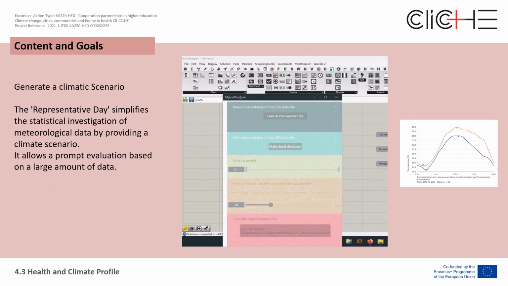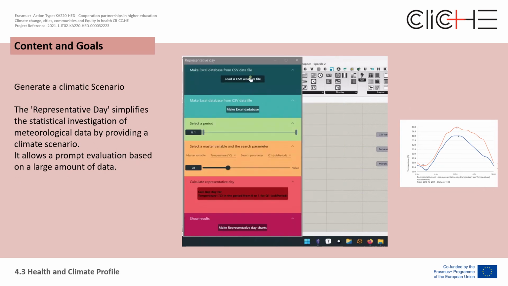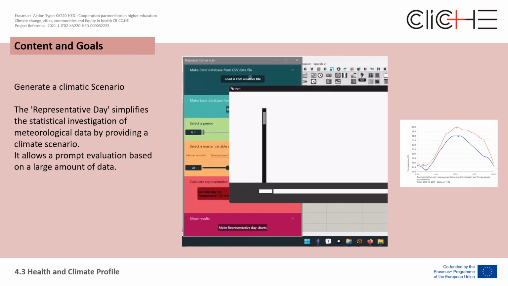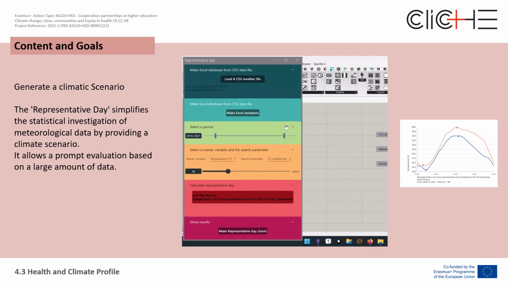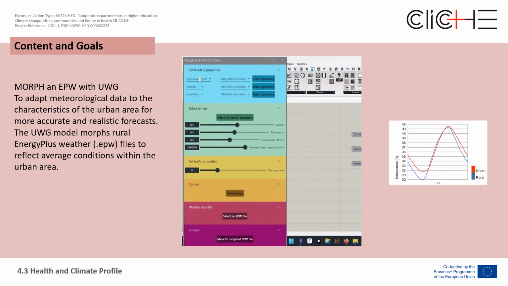The second climate analysis tool, Representative Day, also features a simplified user interface. It is designed to perform a statistical investigation of previously acquired meteorological data in order to identify a representative climate scenario for the case study. It provides a series of graphs showing the climatic trends of the representative day and the least representative day. This output allows the user to quickly assess weather conditions and make decisions based on the analyzed data. The third tool is named Morph.